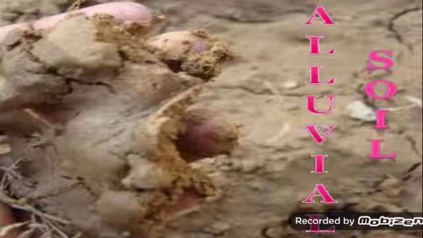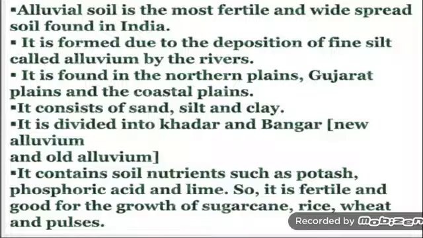alluvial soil. Children, this is the most widespread and important soil. In fact, the entire northern plain is made up of alluvial soil. These have been deposited by three important Himalayan river systems, the Indus, the Ganga and the Brahmaputra. These soils also extend into Rajasthan and Gujarat through a narrow corridor. Alluvial soil is also found in the eastern coastal plains, particularly in the deltas of the Mahanadi, Godavari, Krishna and Kaveri rivers.